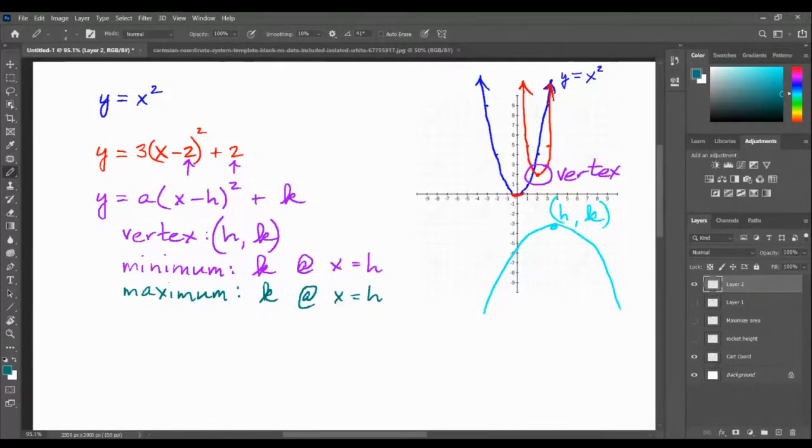So the k is the maximum or minimum, depending on the shape of the parabola, and that is basically the sign of a. So that gives us that shape.